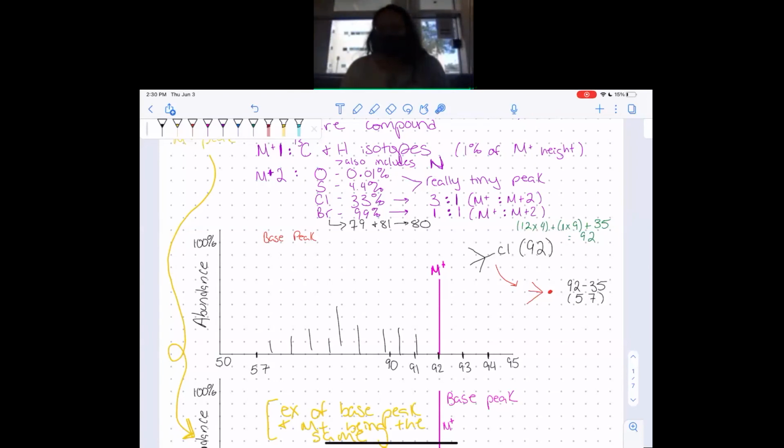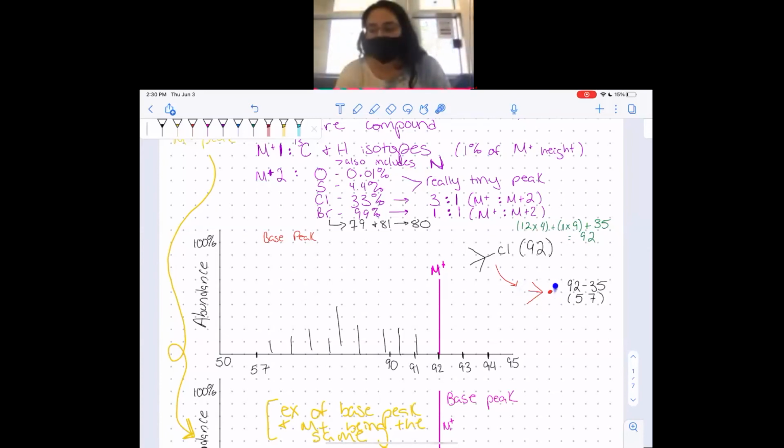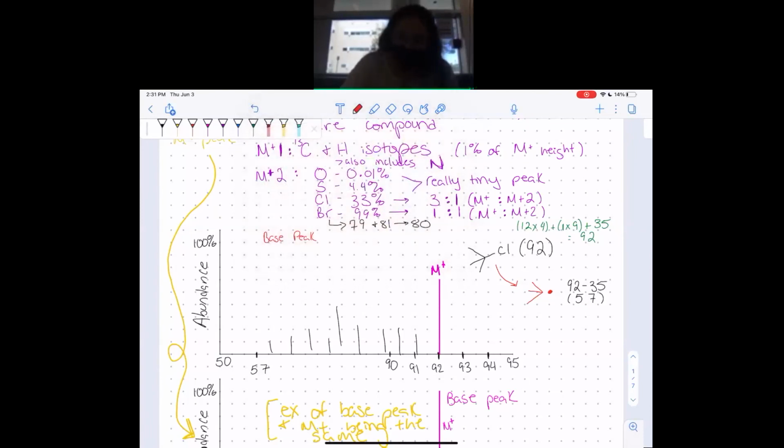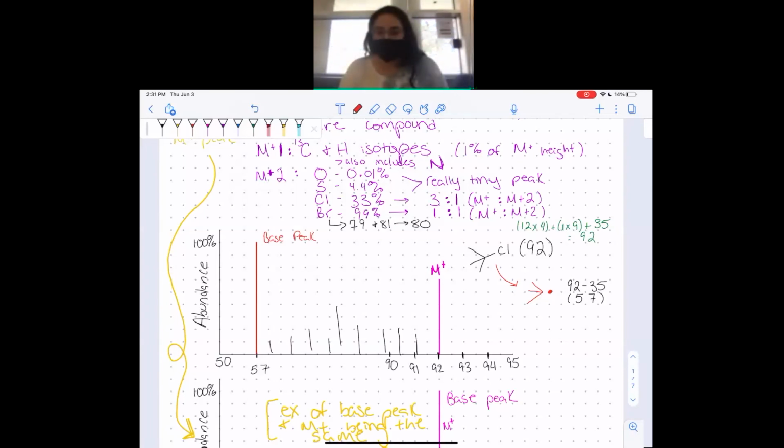All right, so once we have that, we know that the base peak is going to be 100% abundance, and we know that it represents the most stable fragment. We know that this is the most stable fragment, and the mass of this is 57. So at the point 57, we're going to have a really, really tall peak. Ta-da! And that is the base peak.